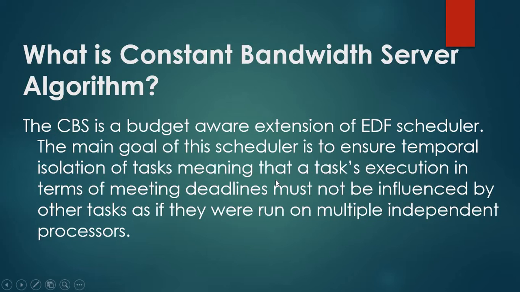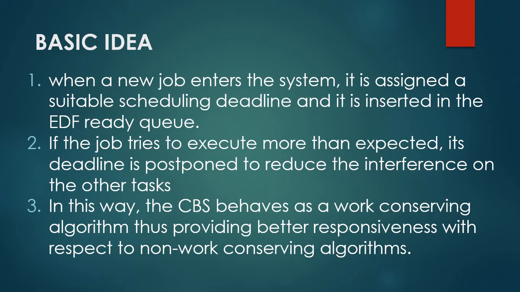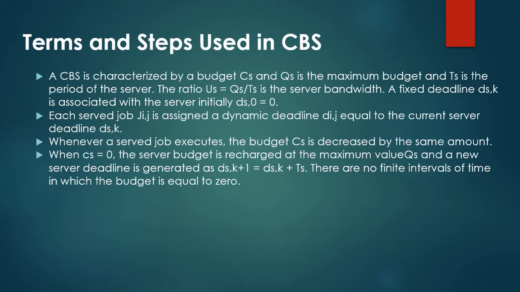Now what is the constant bandwidth server algorithm? The constant bandwidth server is an algorithm for providing temporal protection and real-time guarantees to real-time sporadic tasks. What is the basic idea? When a new job enters the system, it is assigned a suitable scheduling deadline and is inserted in the EDF ready queue. If the job tries to execute more than expected, its deadline is postponed to reduce the interference on the other tasks. In this way, the CBS behaves as a work-conserving algorithm, thus providing better responsiveness with respect to non-work-conserving algorithms.